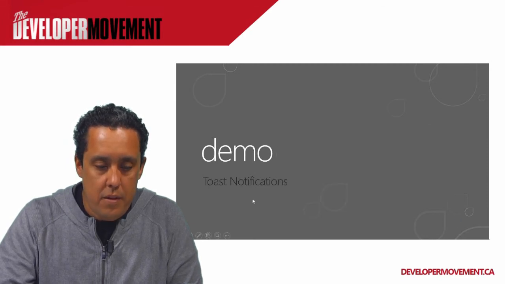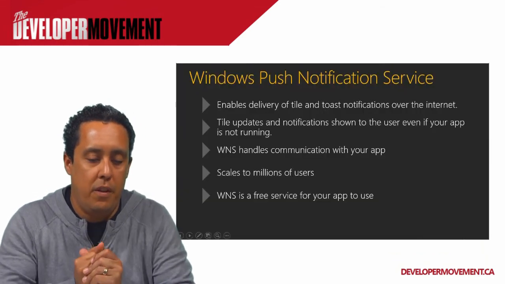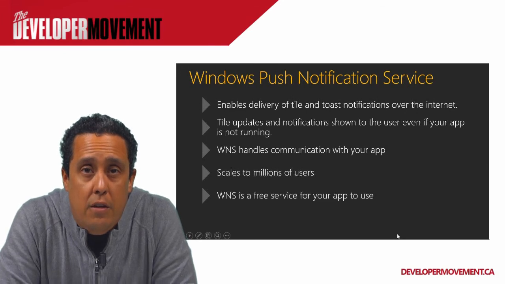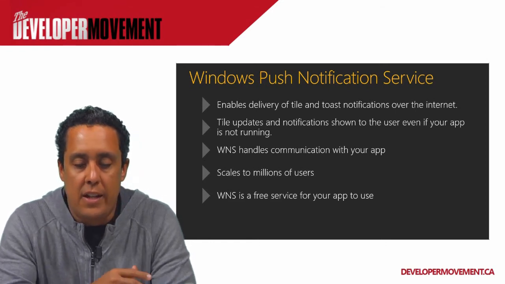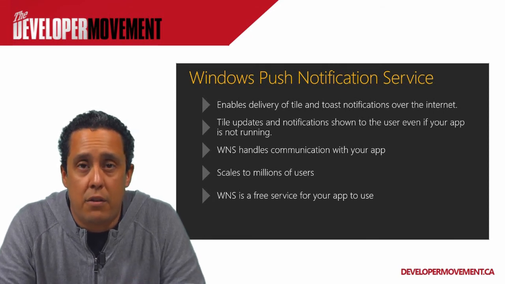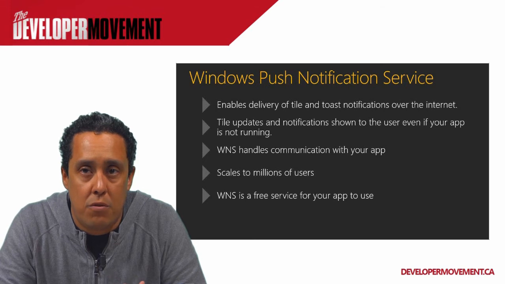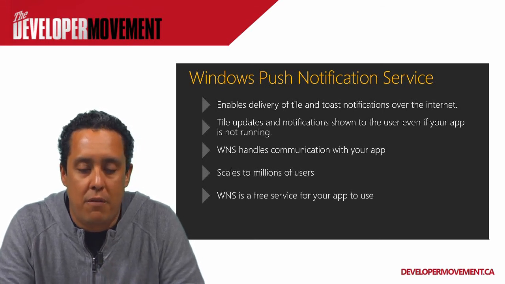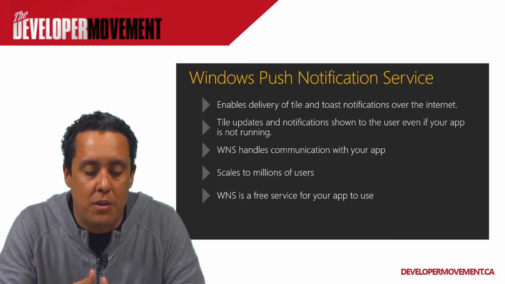So the next one is Windows push notifications. And here, if you've developed for Windows Phone, you'll be familiar. The push notifications are very similar to Windows 8. Basically, it allows you to, from a remote server, send a tile or toast notification over the internet to the device. It's a great way to keep engaged with your users and to get them to keep using your app. For example, if you have a free app and it has ads, it's a great way to keep them opening your app using tile and toast notifications. And just keep them engaged with your application.